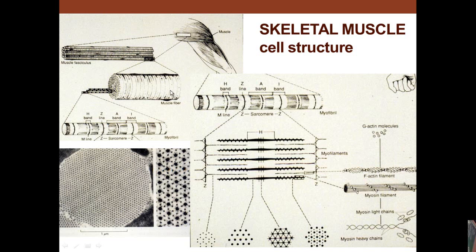The nuclei are on the periphery, and myofibrils are inside the cell. If you take one of these myofibrils, you can see the different bands: the A band, which is dark, and the I band, which is light, and the Z line is in between those. From Z line to Z line is one sarcomere, where the myosin is in the dark band and the actin is in the I band, as you see.